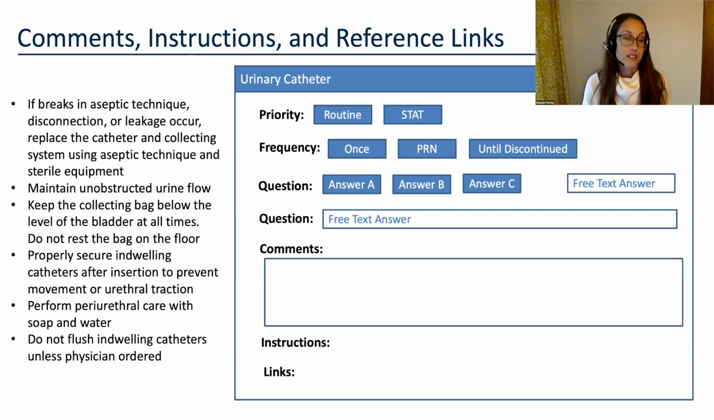Another thing is comments, instructions, and reference links. This is where we put the bulk of our information. On the left is an example of what was in our comments previously, a bunch of free text. We have to figure out what should go in comments, which is editable, what should go in instructions, which should apply to every single patient, and what should go in reference links, which link out to another site and don't have to be within the order.